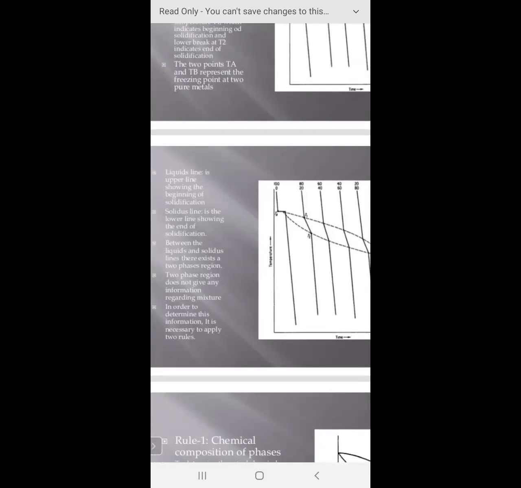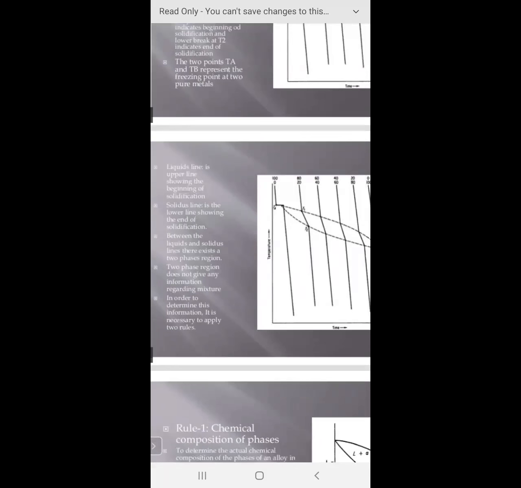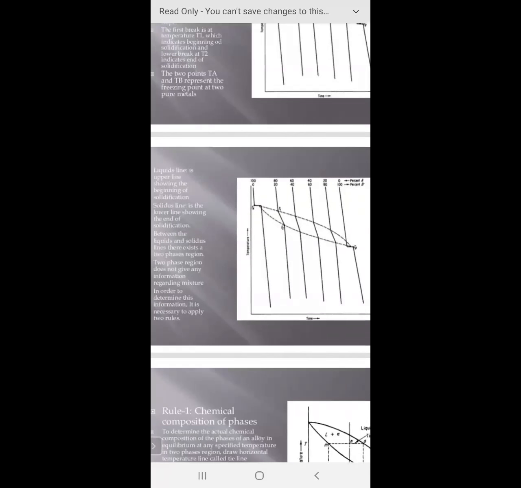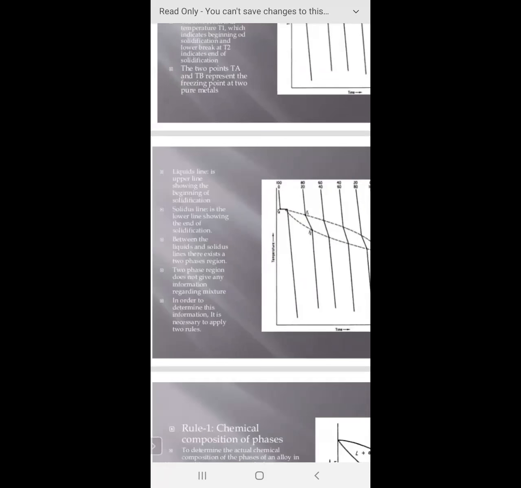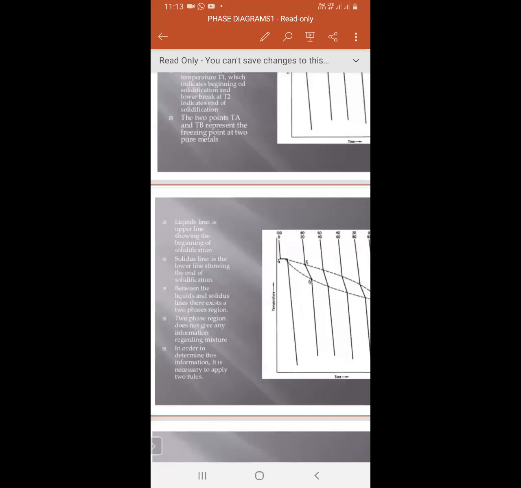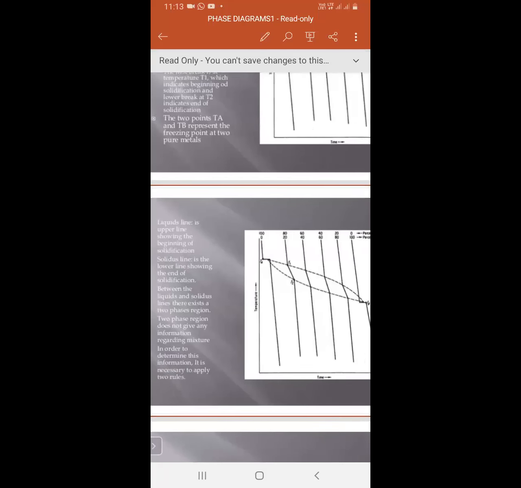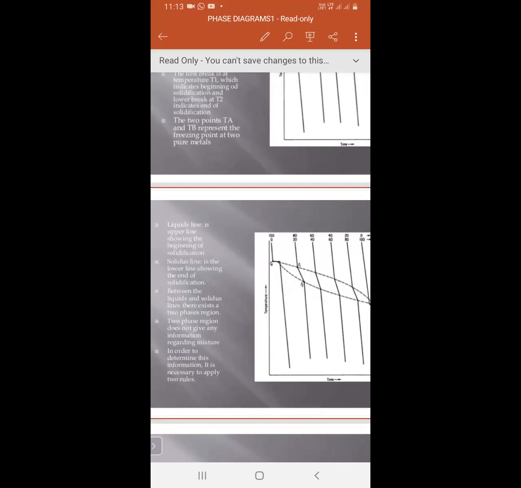Hello. Are you able to understand? Is the curve visible? The binary phase diagram. Sir, the curve is visible. Okay.